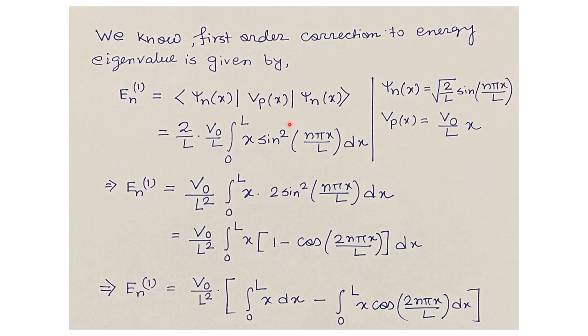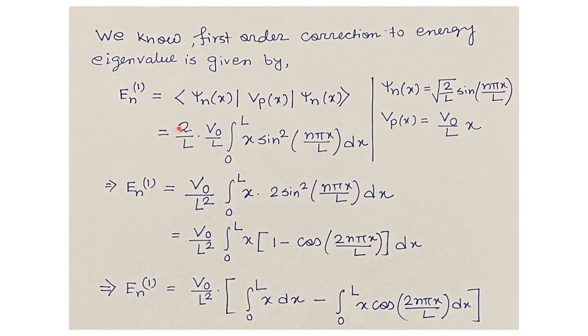So now our psi n(x) is basically root over 2 by L times sine n pi x by L, and our perturbed potential Vp(x) equals V0 by L times x. So we will just convert this bracket notation to the integration form. So this will basically give Vp(x) times psi n squared times dx, with integration over 0 to L. So if we put the psi n(x) and Vp(x) in that integration, we will get 2 by L times V0 by L times integration 0 to L of x sine squared n pi x by L times dx.